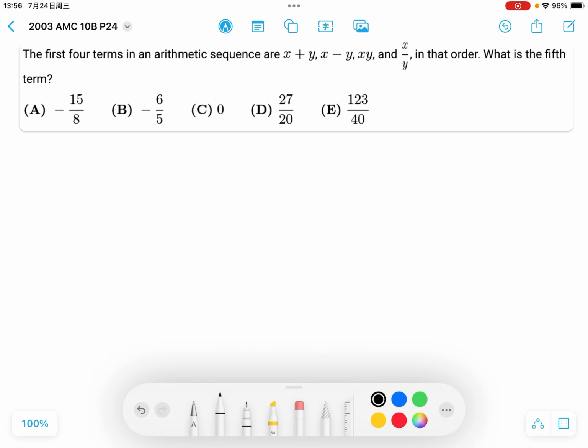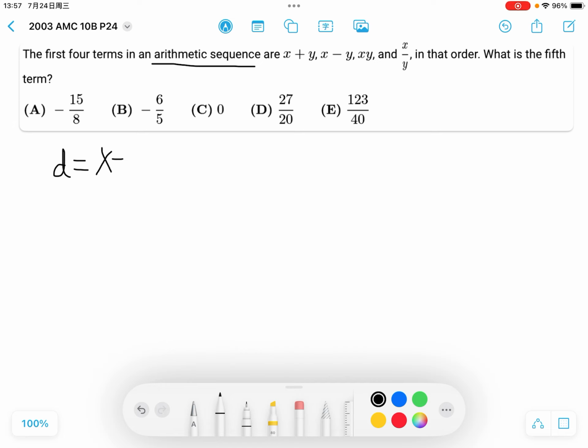No matter how you choose to do this problem, you will realize that the key point here is to write either x as y or y as x. But before that, first let's use the part where we know the 4 terms are an arithmetic sequence. So an arithmetic sequence has a common difference d. And the common difference is equal to the second term minus the first term.